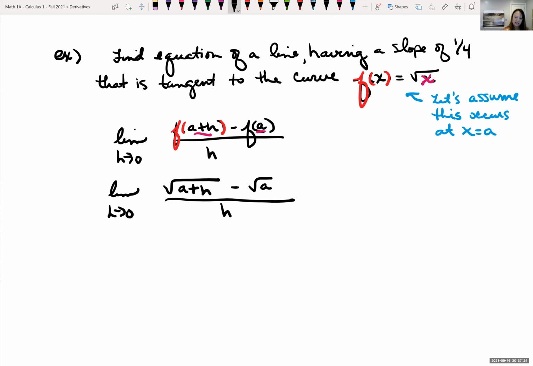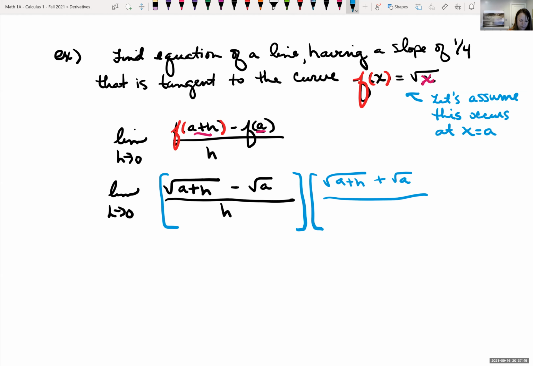We have radicals in here, and one of the tricks we learned was that we can multiply by that fancy one, the conjugate, in this case of the numerator. And so we can multiply the top and the bottom by the square root of a plus h plus the square root of a, changing the sign in between those radicals. We're causing this to be a difference of squares in here.